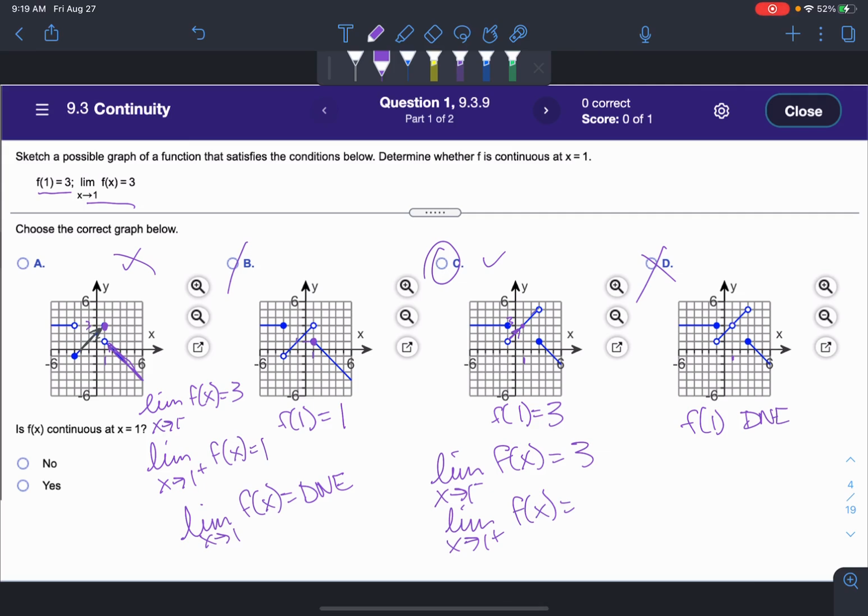Start from the right and go towards 1. And it looks like we're approaching 3. So that's why our overall limit, because they're equal, is also 3. So C is our answer here.